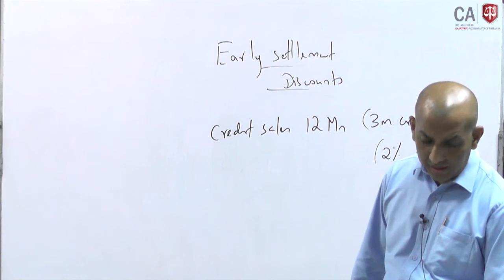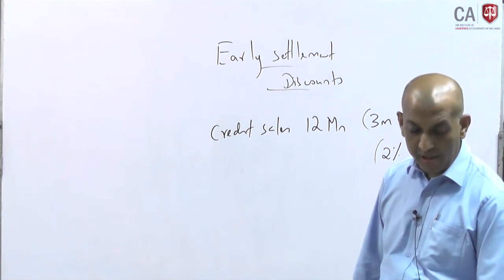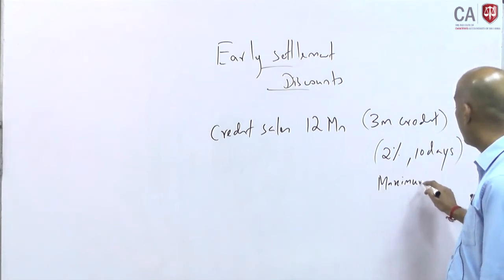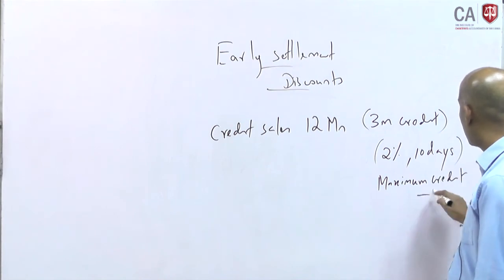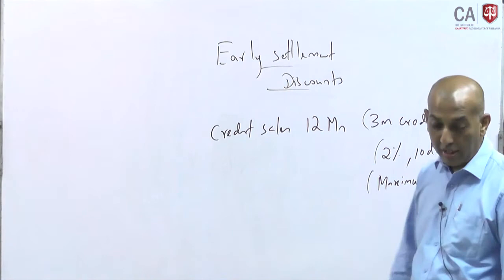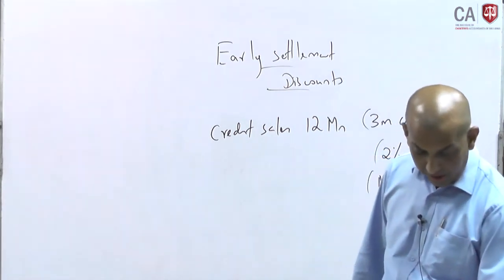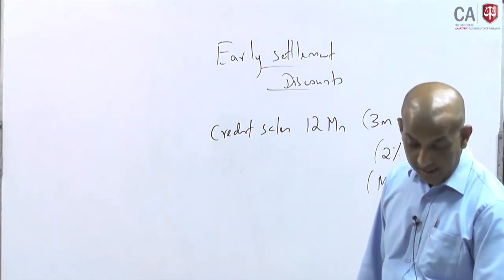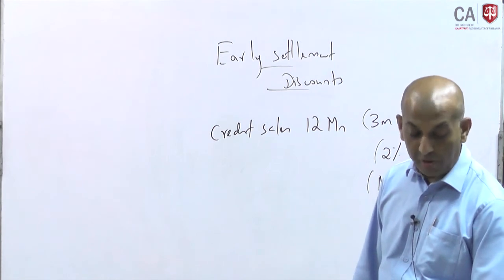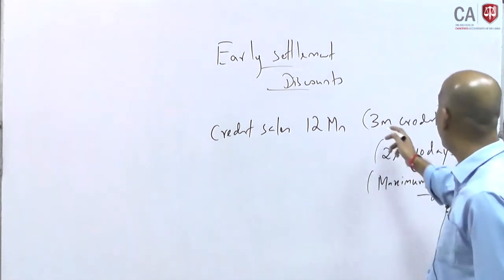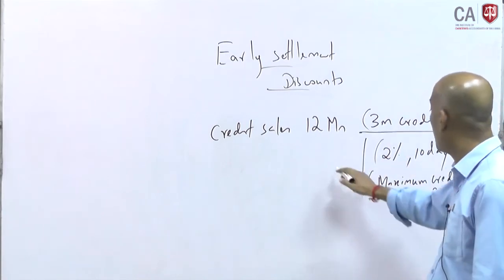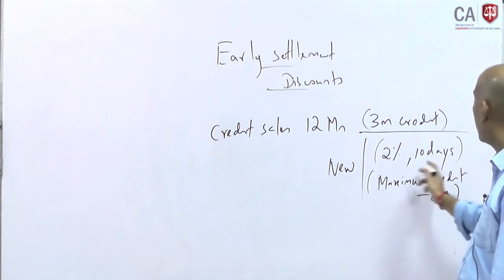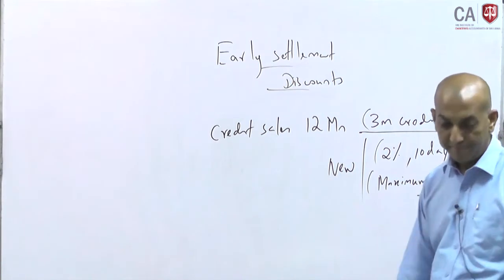Maximum time allowed for payment is 2 months. So maximum credit is 2 months. This is after the new scheme is introduced. The new scheme is that you give 2% discount for payments made within 10 days and reduce the maximum time allowed for payment to 2 months. So earlier it was 3 months, normal credit period 3 months. This is a new proposal. Anybody who pays within 10 days gets 2% and your objective is to give a maximum credit period of 2 months.